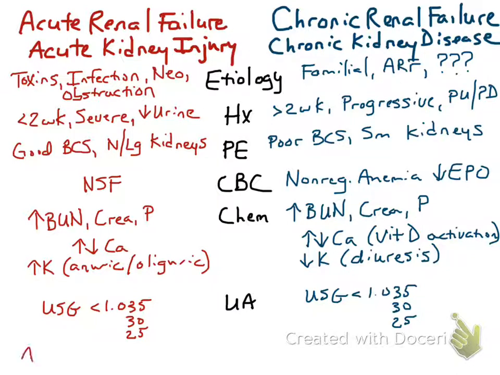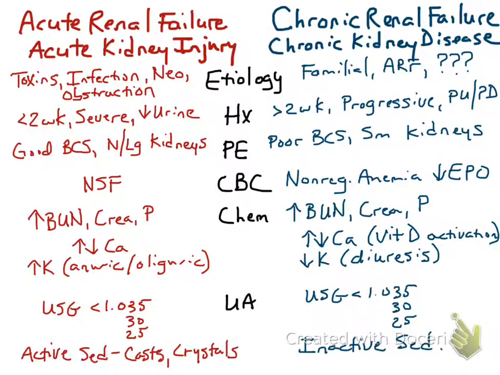But with acute renal failure, the sediment tends to be active, and that means that there's increased substances in the sediment. So you might see casts, you might see crystals such as with ethylene glycol toxicity or with melamine toxicity. But with chronic renal failure, the sediment tends to be inactive, meaning that it's kind of boring and there isn't that many cells or casts or other substances in the urine.